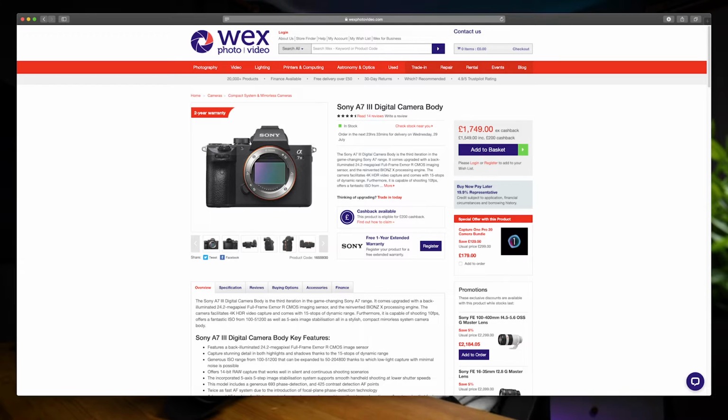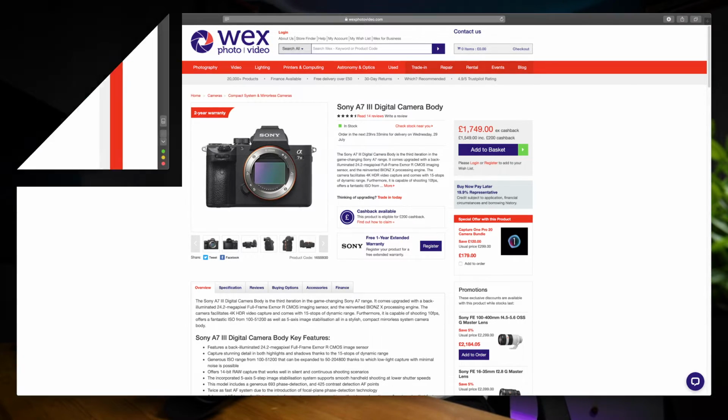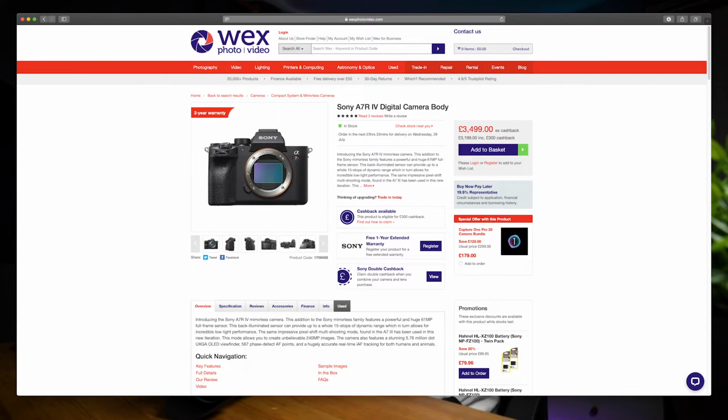So at the moment, the Sony A7 III comes in at £1,749, which compared to this particular camera here is great value for money, and it's one of my favourite cameras out today. But let's compare the price to the Sony A7R IV. The Sony A7R IV comes in at £3,499, almost double the price. And that is because obviously it's a newer camera with more features, but you've got to work out what feature is right for you.